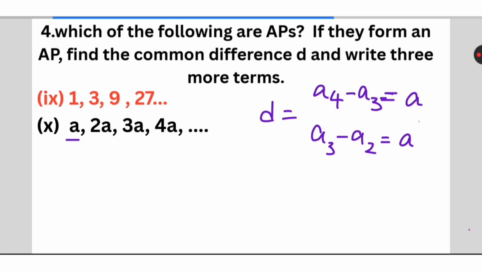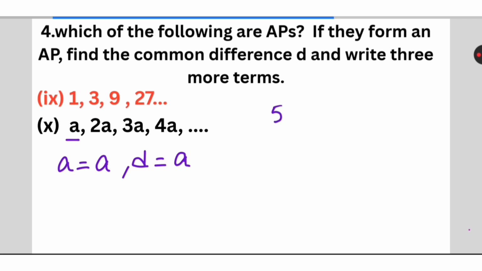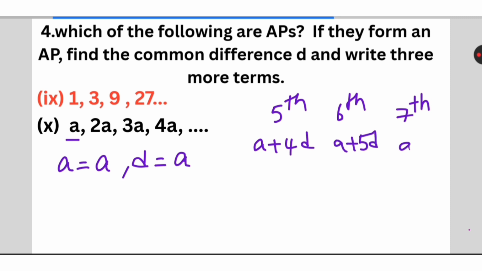So the first term is a. The common difference is a. We are going to write 5th term, 6th term, 7th term. This we can write as a plus 4d, a plus 5d, a plus 6d. Generally we can follow this pattern, but sometimes just see the sequence and just add it.